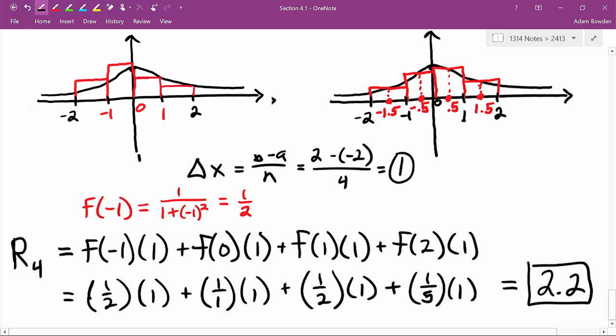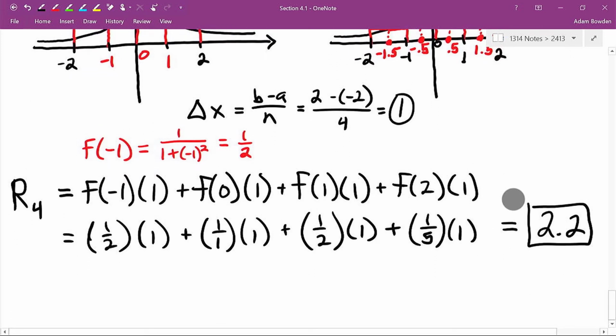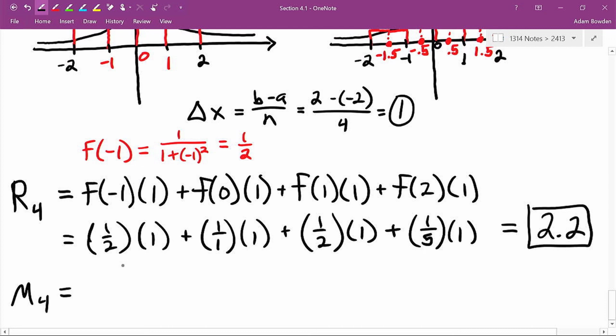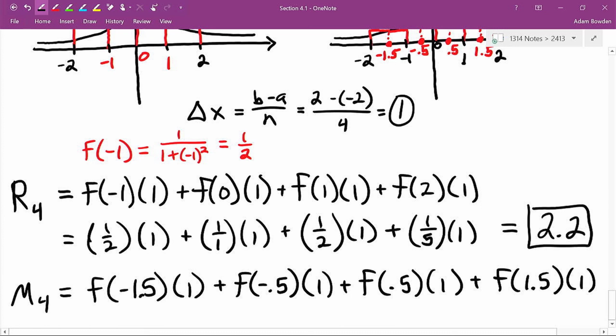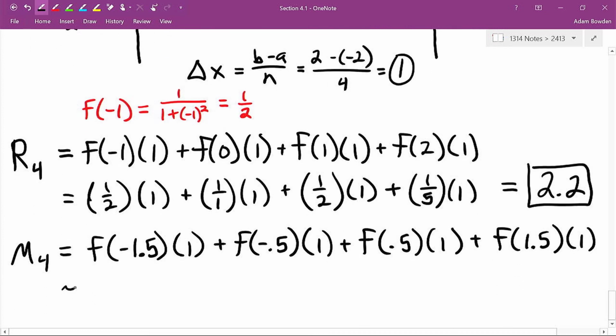Now, if you'd like to practice this on your own, see if you can set up and find the area with the midpoint rectangles in this case. So I'm going to set that up for 4 rectangles. It'll go f of -1.5 times 1 plus f of -0.5 times 1 plus f of 0.5 times 1 plus f of 1.5 times 1. Now, this is a little bit trickier, but not that much harder necessarily. I went ahead and just plugged that all in the calculator and got approximately 2.2154 for the area.